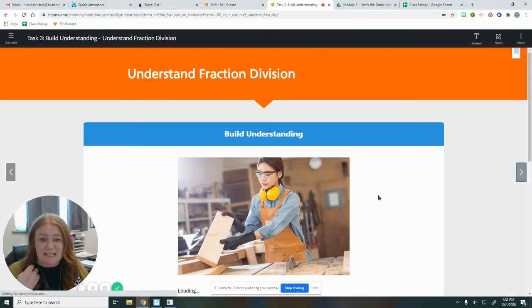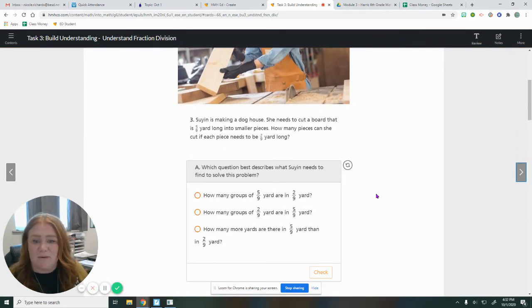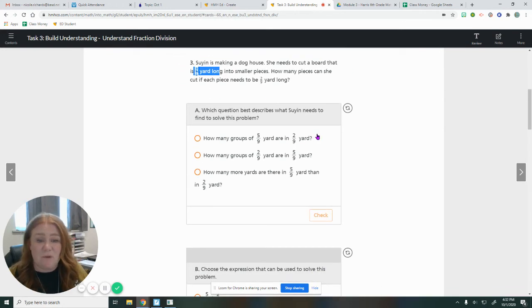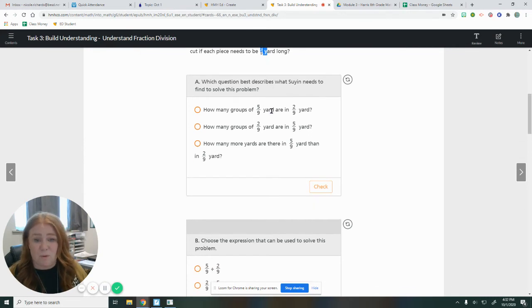Hey, let's try task 3. So we've got Suyin is making a doghouse, and she needs to cut a board that is 5/9 yards long into smaller pieces. So this is what she has, and she wants to cut it into groups of 2/9. So go ahead and see if you can match what we have here. This is what she has. This is what she wants to have groups of, is 2/9.